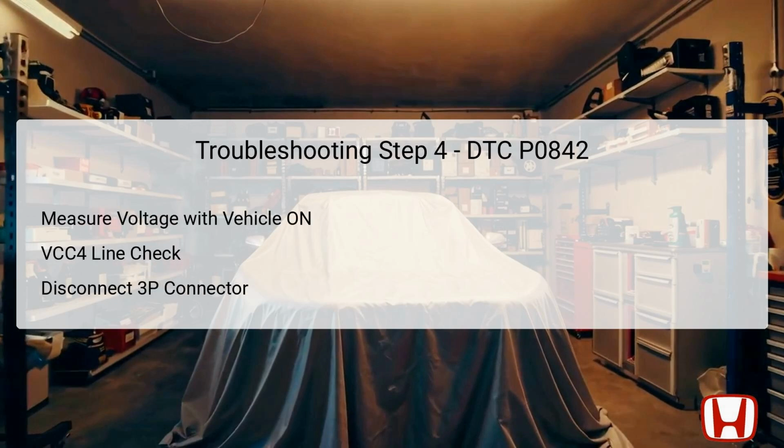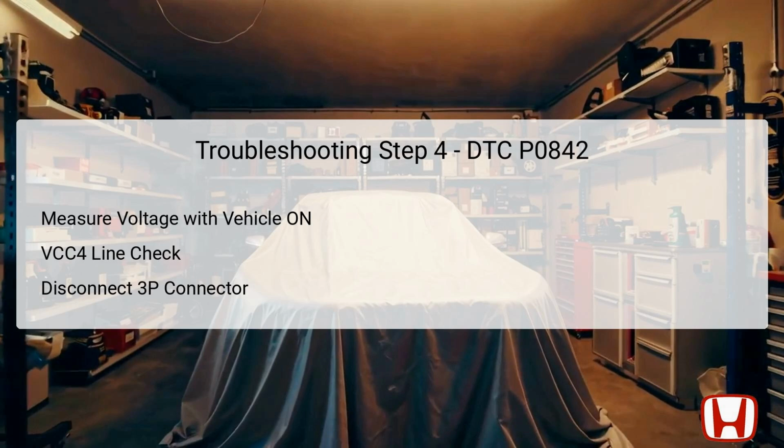The fourth troubleshooting step focuses on measuring voltage in the VCC4 line. After ensuring the vehicle is in the on mode and confirming that the CVT-driven pulley pressure sensor's 3P connector is still disconnected, you must measure the voltage between specific test points. Specifically, measure across the female terminal number 3 of the CVT-driven pulley pressure sensor connector and a clean body ground.